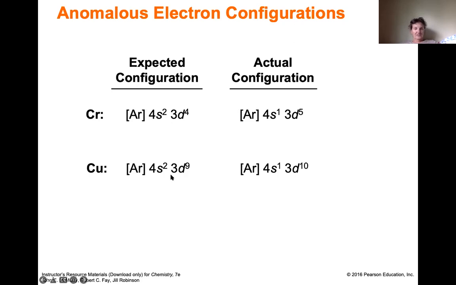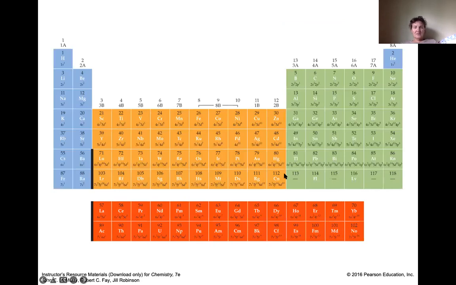Copper has a similar situation. You'd think it would be a 4s2, 3d9 for the valence electrons, but having a full d subshell is more stable, so it's going to be a 4s1, 3d10. So this is a table that comes out of your book. You can look at it, it gives the electron configuration for each of the elements.